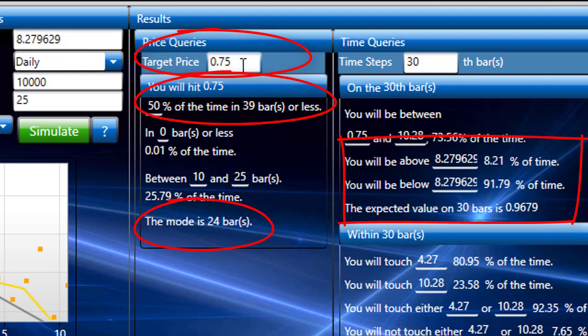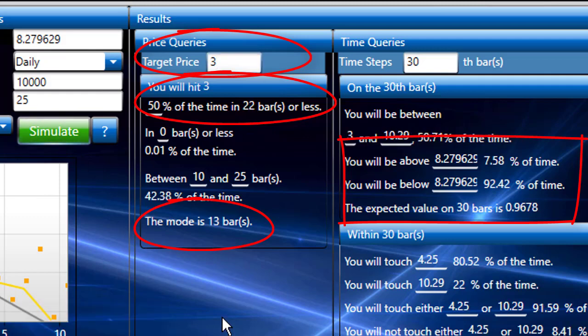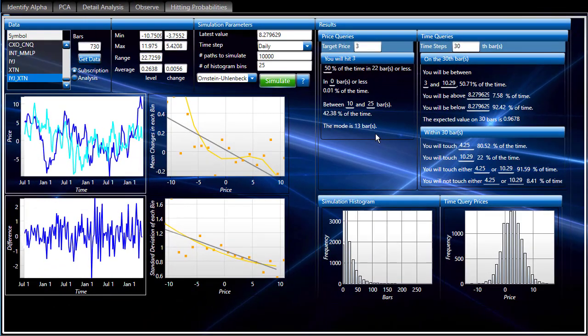Let's do something and let's kick this up to 3. And run it again. See, at 3, which I think if we go back and look at that chart, we're going to see is closer to an expectation value, a target number that we might be looking for. And that says half the time in 22 bars, and the mode being 13, which is way acceptable. So in any case, I like these. Everything looks good here. Let's make this the recommendation. Let's go back to the detail analysis page.